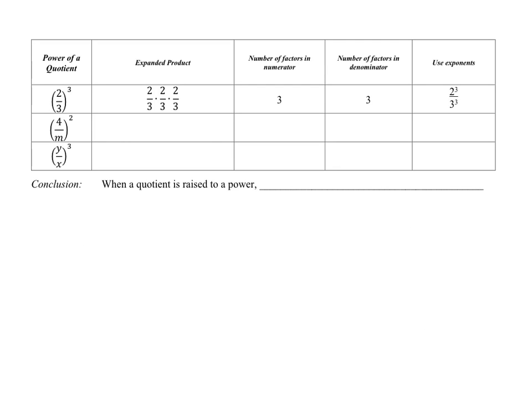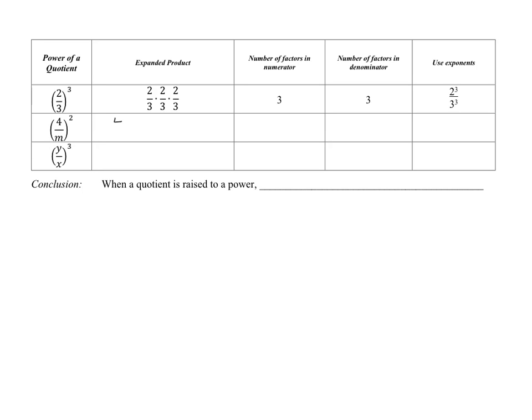So this is talking about the power of a quotient, right? So it's like a division problem or a fraction being taken to a power. So just think about this. If I have 2/3 to the 3rd power, what that means is I'm doing 2/3 3 times. So I've got 2/3 times 2/3 times 2/3. So I have 3 factors of 2 in my numerator, and I have 3 factors of 3 in my denominator. So I could rewrite this as 2 to the 3rd over 3 to the 3rd. And of course, if I was asking you to simplify this, you would have to tell me that that's 8 over 27.